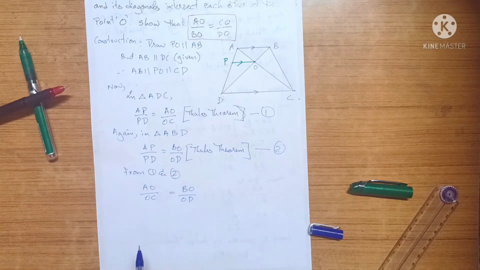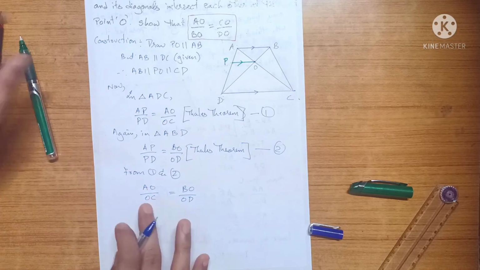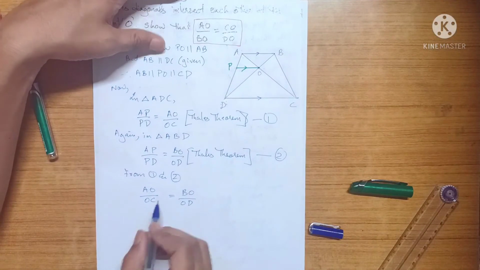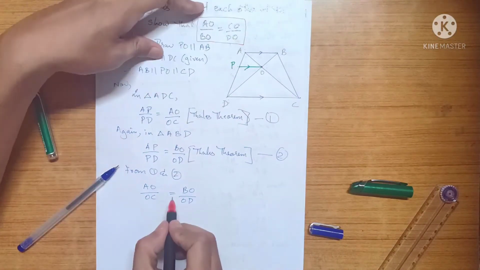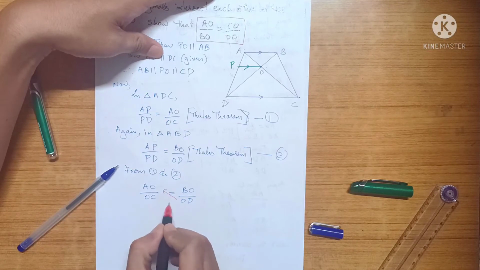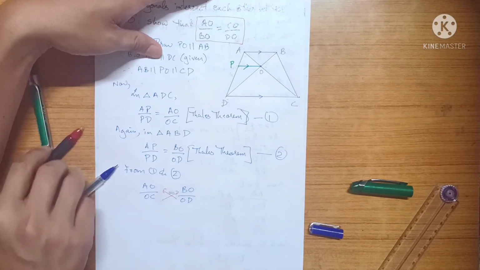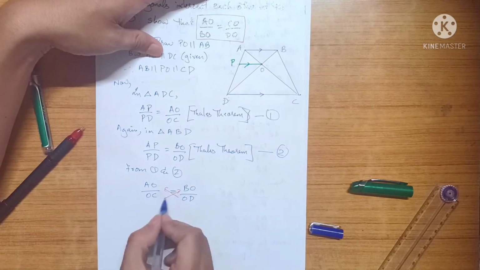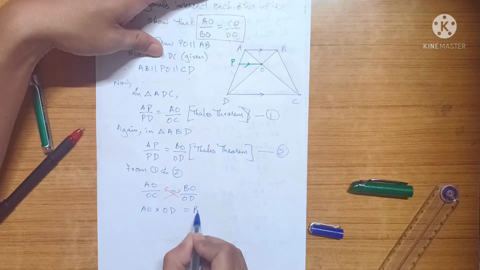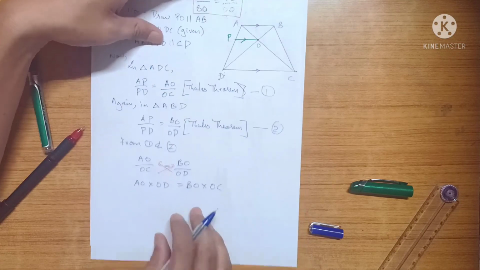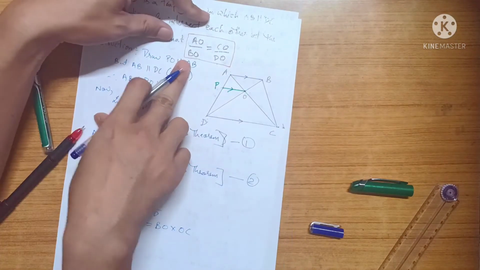So what we're going to do is try and arrange this in such a way that we get this. So I'll cross multiply first. When I'm cross multiplying, you don't have to do the red part, but this will go up and multiply, this will go up and multiply, right? Don't write these arrow marks. AO into OD equal to BO into OC.